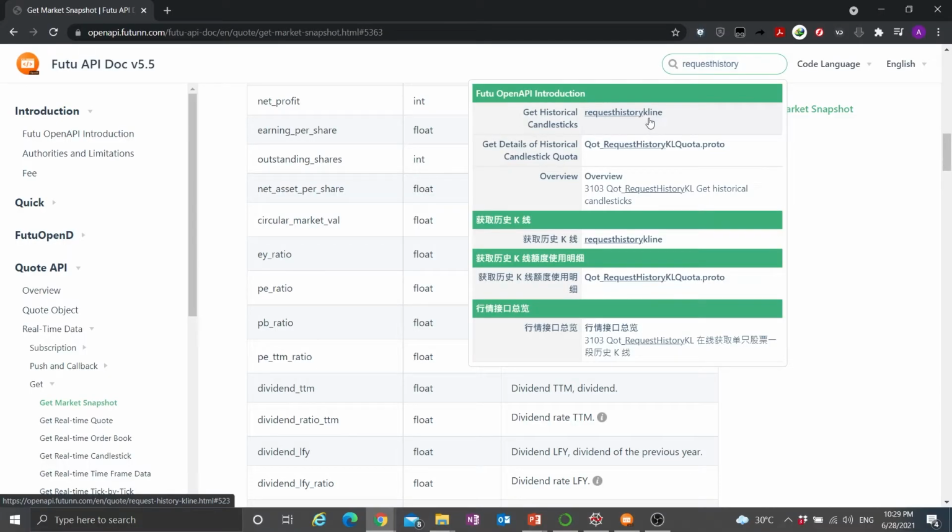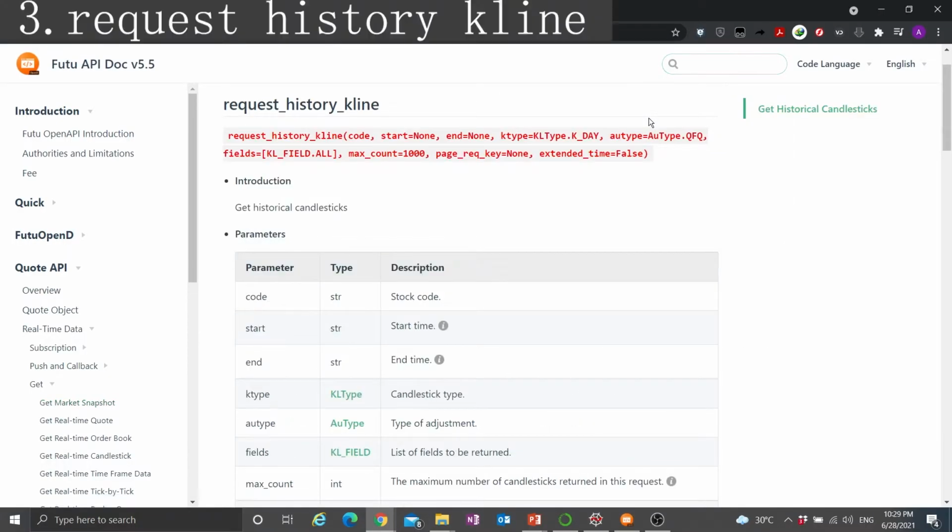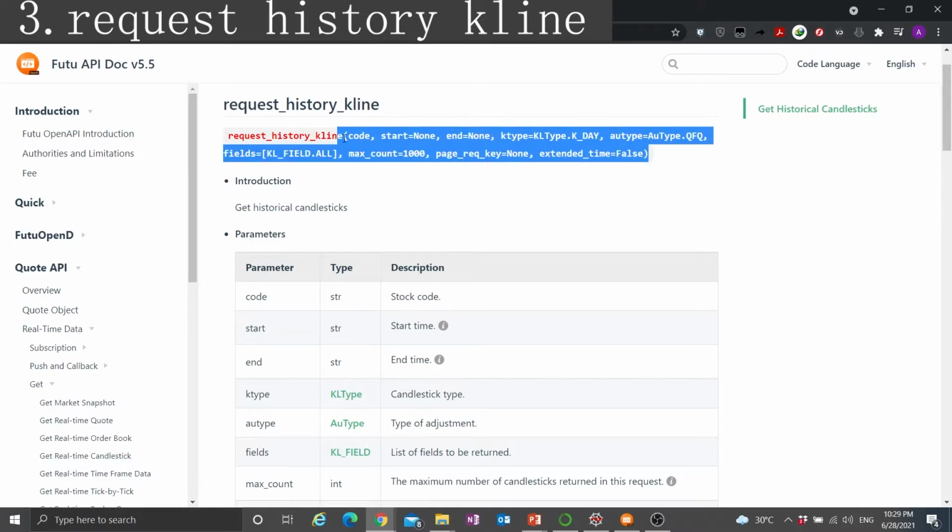Let's go to our last formula for today, Request History Kline. We can use this function to download the candlestick data for the stock. This function will be used very frequently and is one of our best tools to download historical price data. And we can see this function is a bit more complex than the previous two, so we'll go through them one by one.